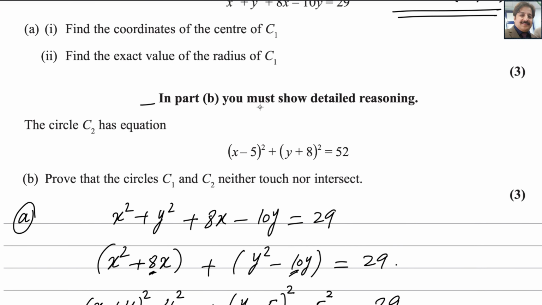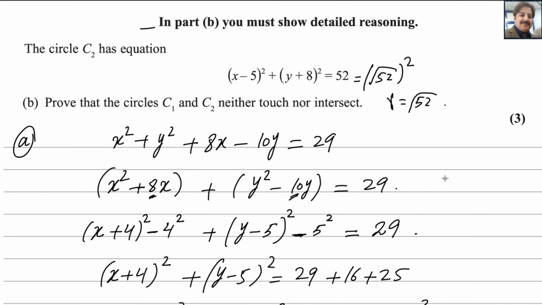In part B, you must show detailed reasoning. The circle C2 has equation x minus 5 whole square plus y plus 8 whole square equals to 52. You could find the radius even here, because radius is here square root of this one. You can make as square root of 52 and whole square. So you can get the radius from here, that will be equals to square root 52. Prove that the circle C1 and C2 neither touch nor intersect.